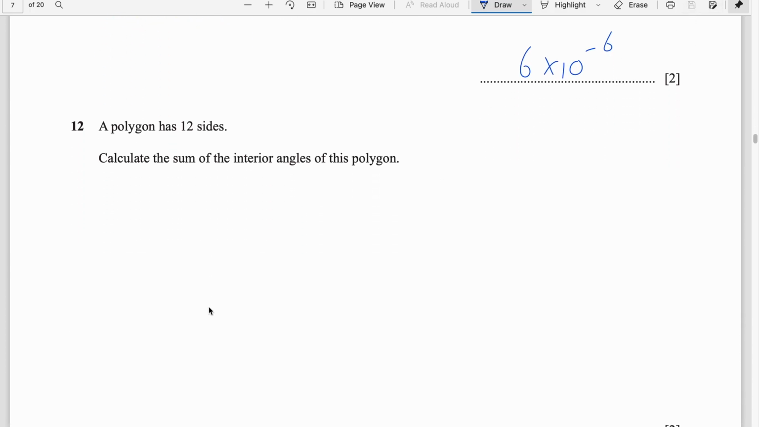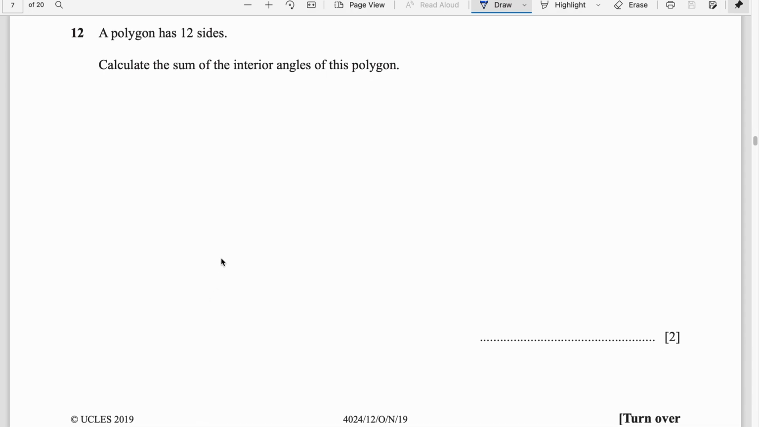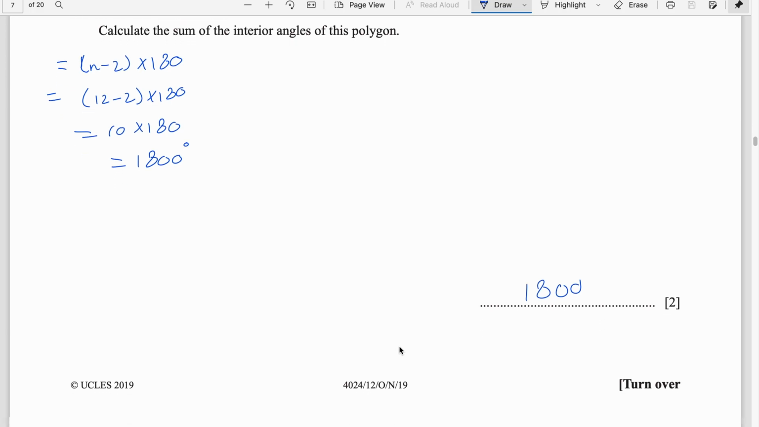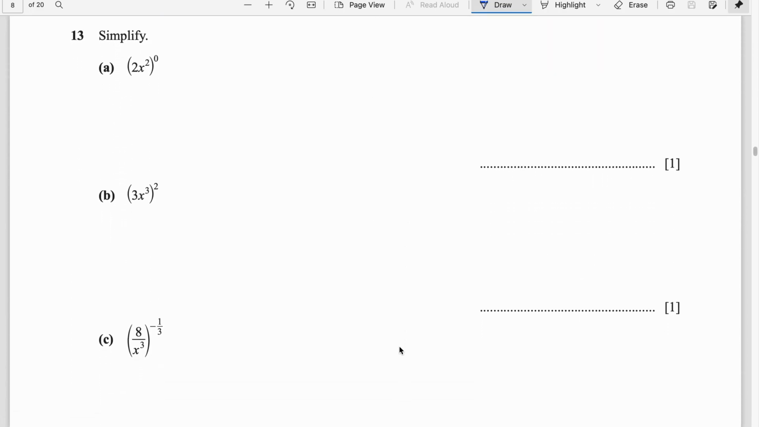Question number 12. A polygon has 12 sides. Calculate the sum of interior angles of the polygon. So the sum of interior angles is n minus 2 times 180. 12 minus 2 times 180, 10 times 180 is 1800 degrees. Sum of interior angles of a 12-sided polygon.